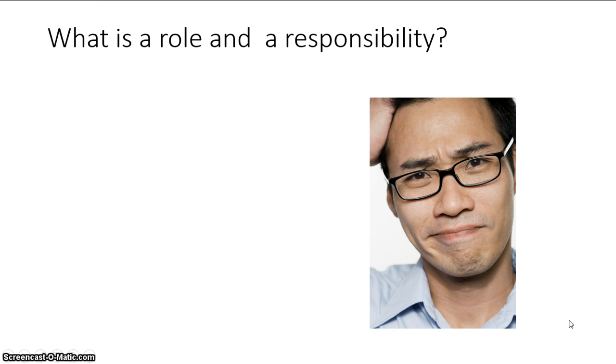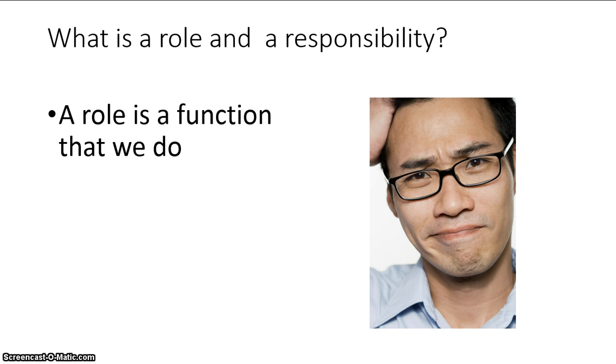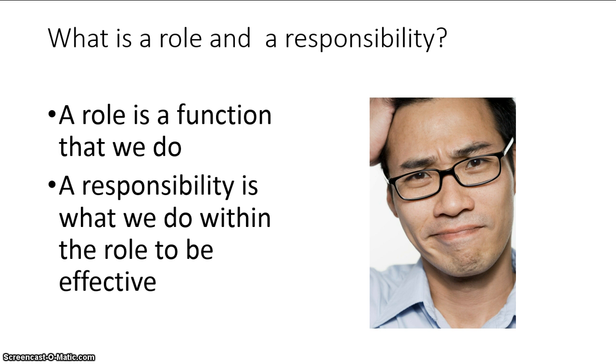Well, let's just clarify what is a role and a responsibility. Do they mean the same thing? Well, basically a role is really a function that we do. So for example, a teacher. A responsibility is what we do within the role to be effective.